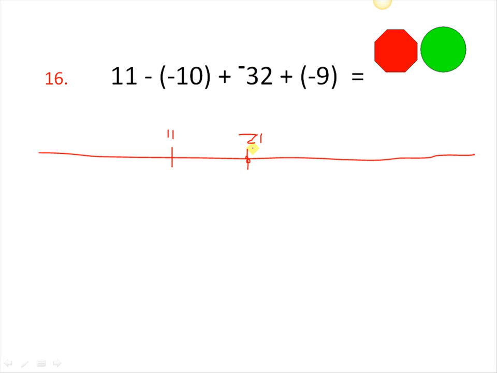So subtracting 32 from 21 takes me down to negative 11. So now I'm at negative 11 on my number line, and then I'm going to add negative 9. So I'm going to go in this direction 9 more units, and that takes me to negative 20. So my answer is negative 20.